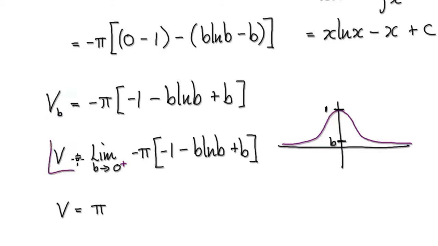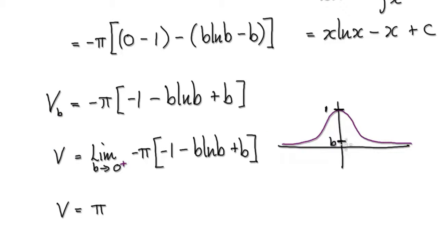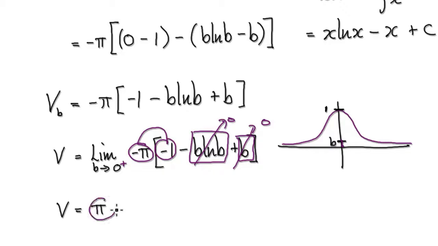So the volume is given by this whole thing here. You can imagine this b sliding towards 0. When b heads towards 0, this thing here will become 0. It turns out that this thing here also becomes 0, which I will explain why later on. So minus pi times minus 1 will give you pi. So the whole volume here, all the way to 0, turns out to be pi. The whole volume there is pi.